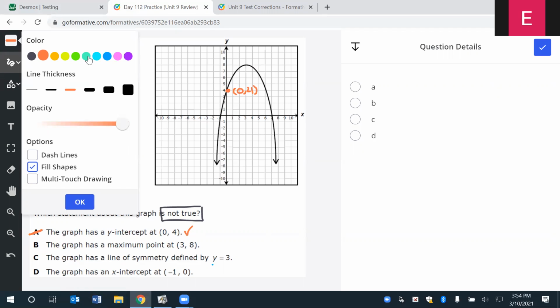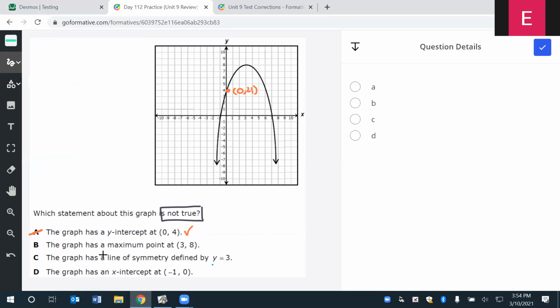Okay, next one says the graph has a maximum at 3, 8. So here's the 3. I go up 8. That's true. This point here, 3, 8 is a maximum. It is the highest point. So this one's true. So it's not my answer.